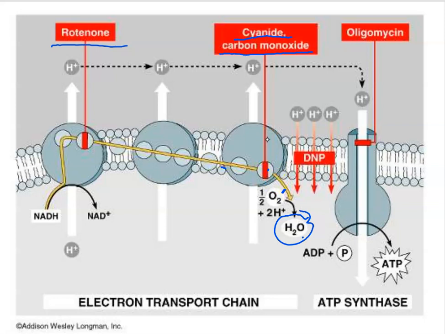And here's the final one. This one, oligomycin, it will plug up the ATP synthase molecules. It's just going to put a plug in there. And that one, of course, if you don't release that hydrogen ion concentration gradient, well, you won't be generating those ATP either. Here's an interesting one, DNP, dinitrophenol.